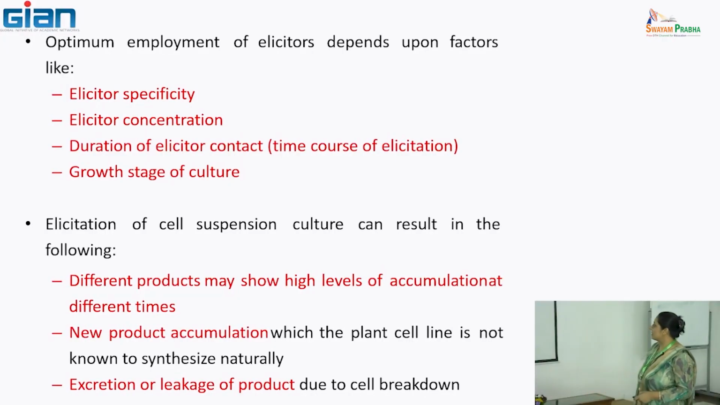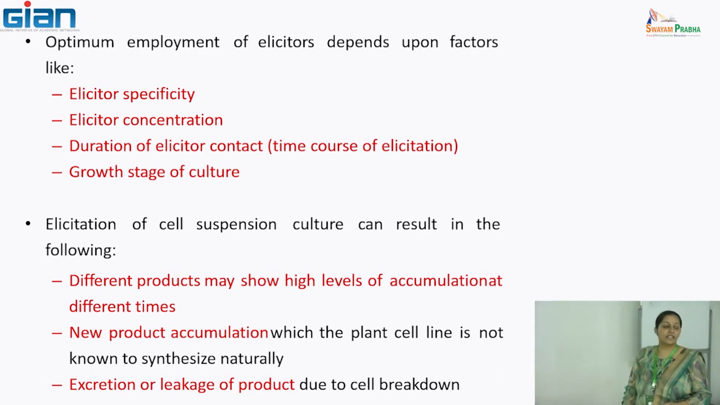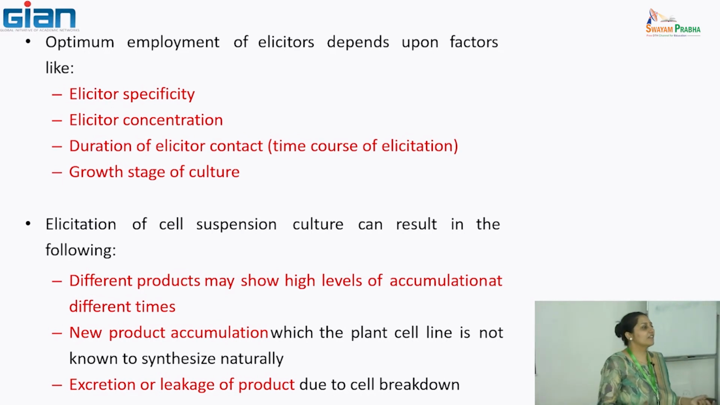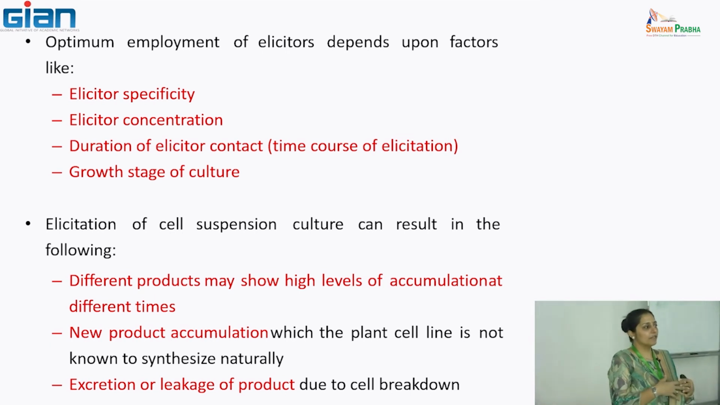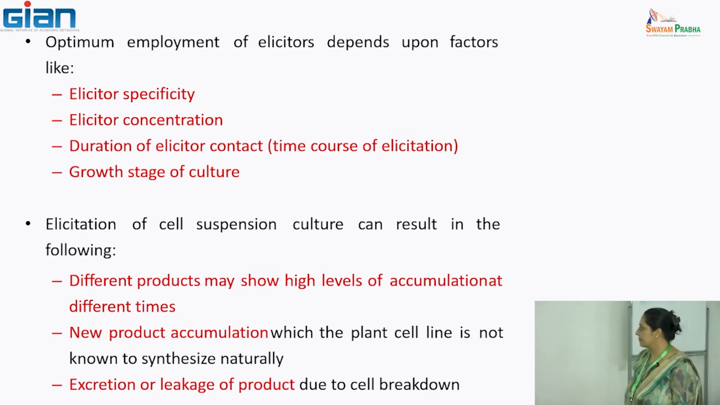Elicitation in cell suspension cultures can result in different products, and may show high-level accumulation at different time points, because it depends on your elicitation strategies. Generally, these are stress inducers. So under a stress environment, the cell will be gearing up its entire secondary metabolism. So you might be able to observe other products also coming up.